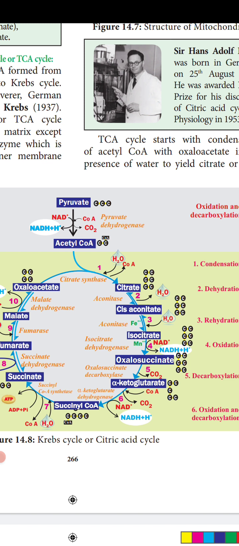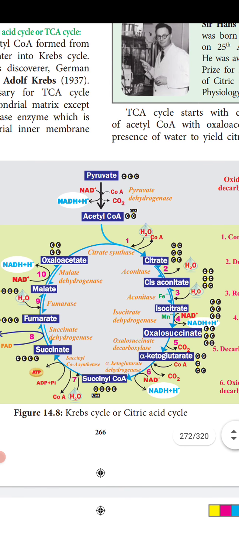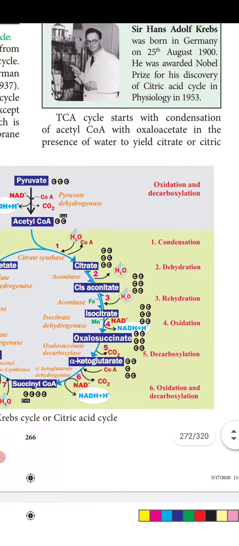It will produce alpha ketoglutarate. Now this alpha ketoglutarate again will undergo decarboxylation and produce succinyl coenzyme A. Next, the succinyl coenzyme A will form the intermediate product succinate, then fumarate, malate, and again oxaloacetate is produced here. So this is another flow chart that we have to study. Okay, so this is about the Krebs cycle.